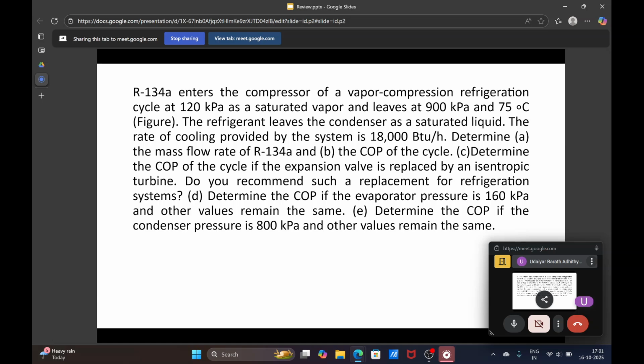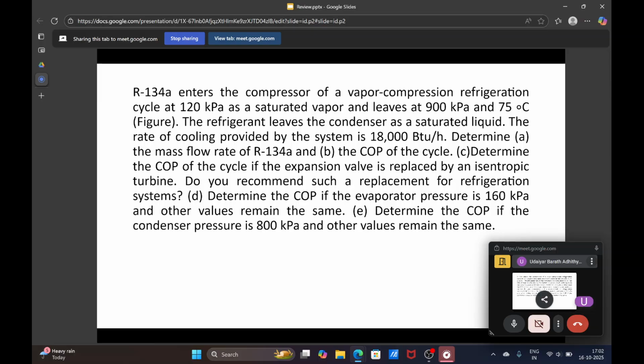Determine the COP of the cycle. The expansion valve is replaced by an isentropic turbine. Do you recommend such a replacement for a refrigeration system? Then determine the COP if the evaporator pressure is 160 kilopascal and other values remain the same. And then determine the COP if the condenser pressure is 800 kilopascal and other values remain the same. So you have a series of questions and modifications which are to be made.